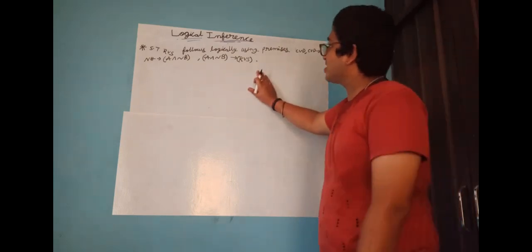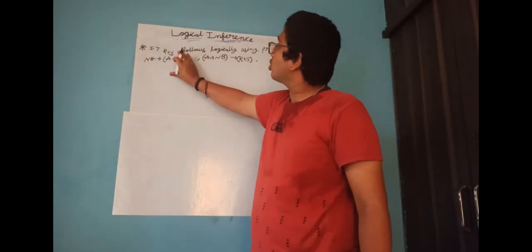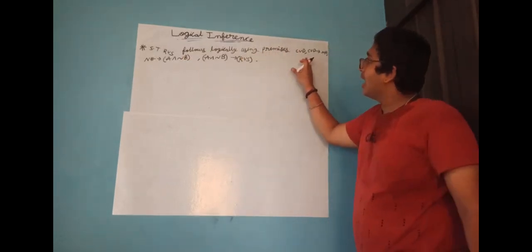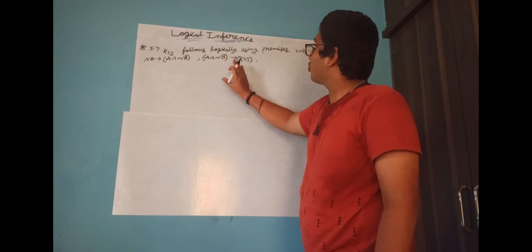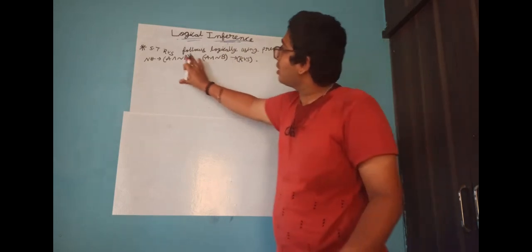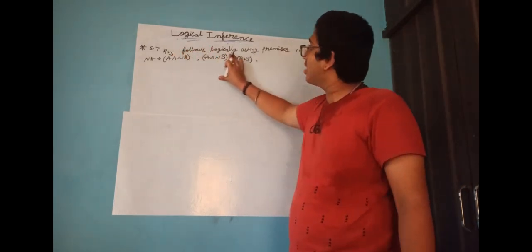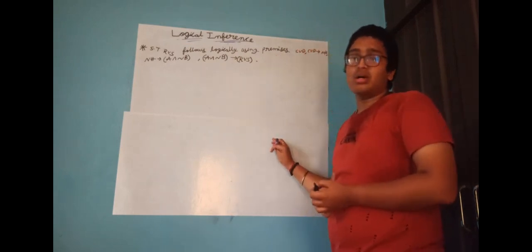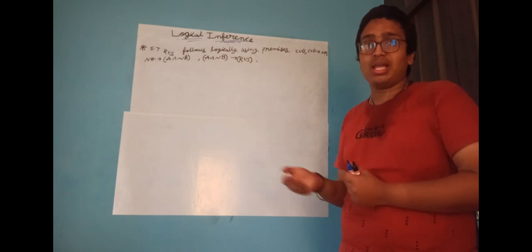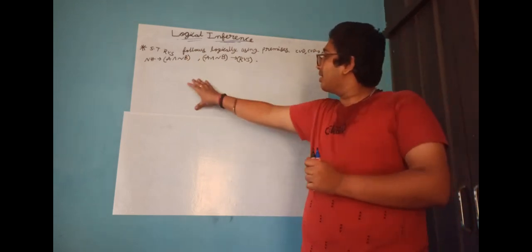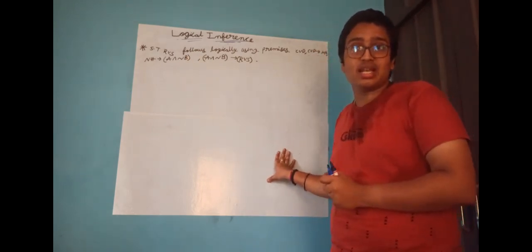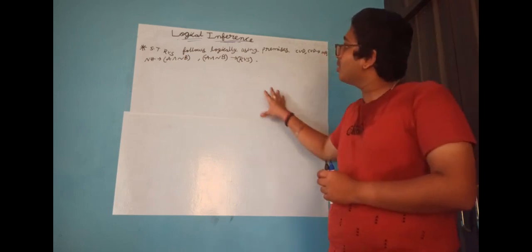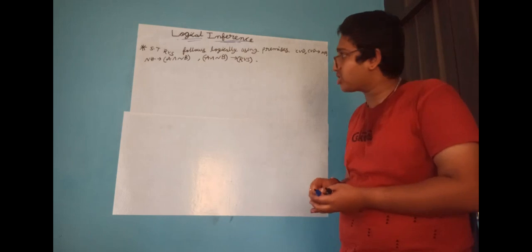Yes, this is the problem which will be asked. Show that R or S follows logically using the premises. They have given four premises, 1, 2, 3, 4. From those we need to show that this statement is derived using these premises. How do we do it? Normally you would do a full truth table, but it takes a lengthy time if the statements keep on increasing. So to reduce that, we use the inference rules.